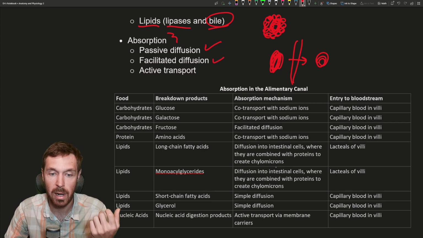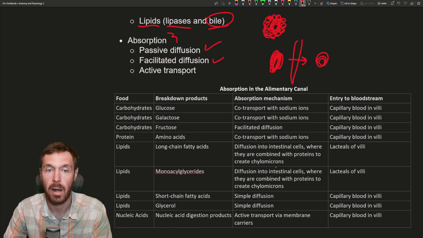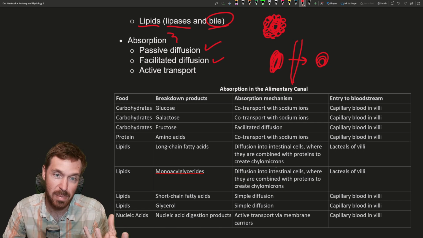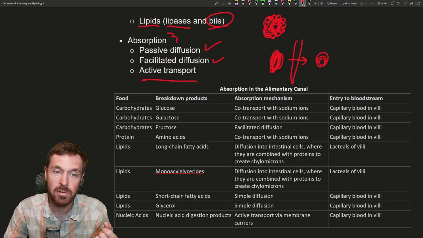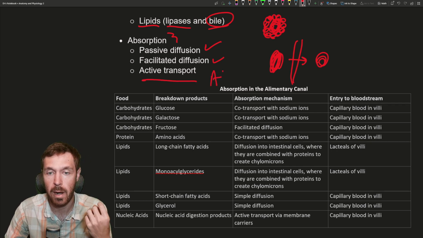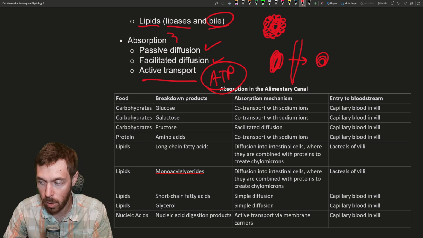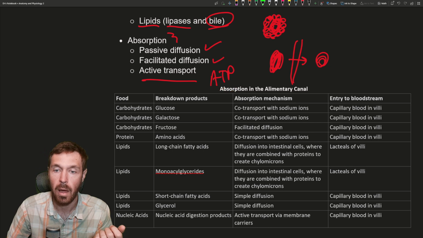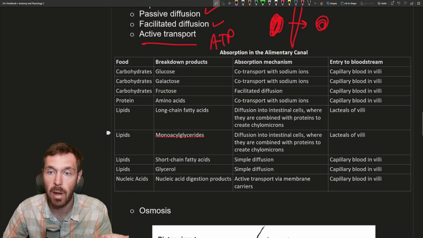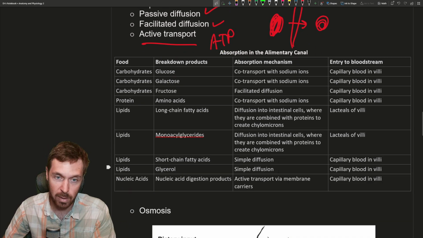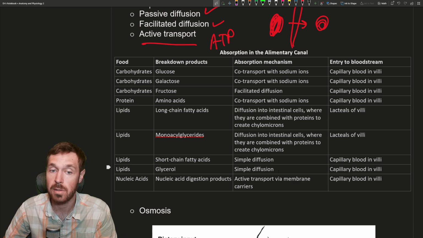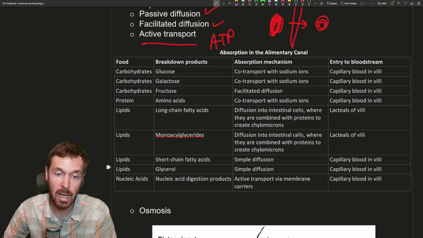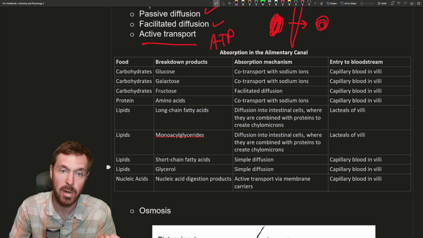Facilitated diffusion is where it has a transporter that facilitates that passive diffusion. And then active transport is the one that requires ATP, which means it requires energy. Now, most stuff being absorbed requires this energy. So let's look at this little table I have of the monosaccharides, amino acids, or fatty acids being absorbed in the alimentary canal.